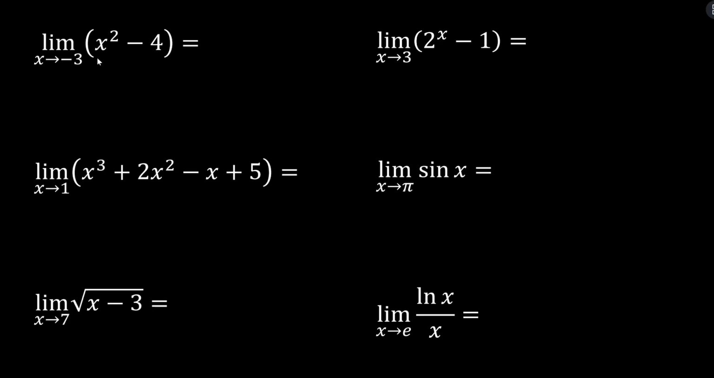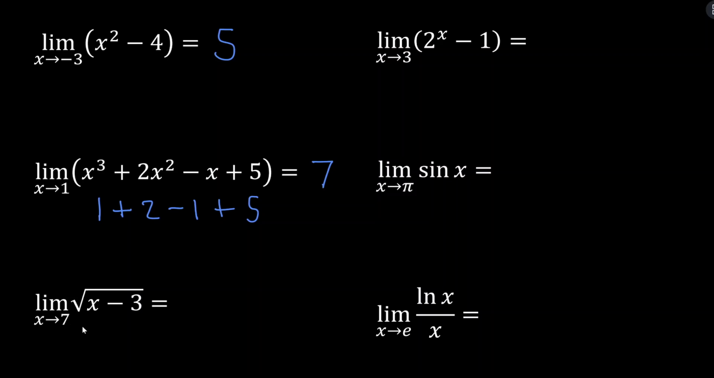So let's plug in -3. -3 squared is 9. 9 minus 4 is 5. That is a real number, and boom, we just found the limit. All right, let's plug in 1 here. 1 cubed is 1, plus 2 times 1 squared, that's 2, minus 1 plus 5. 1 and -1, those will cancel, so 2 plus 5 is 7. That's a real number, boom, that's the limit.